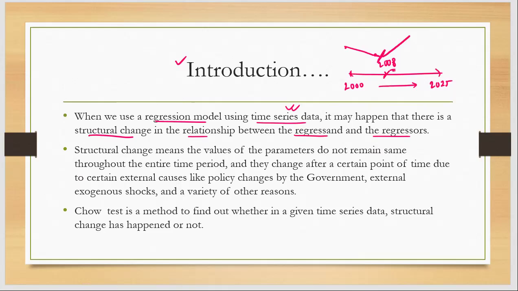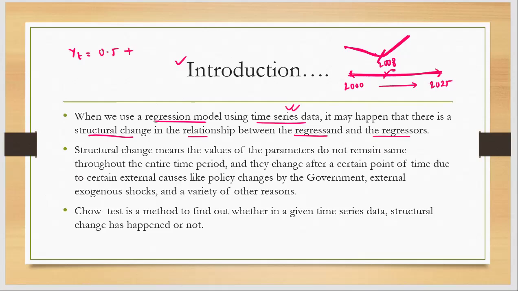So what happens is that when you are considering time series data, that is, you are observing the variation of a variable over a period of time, there could be some situations, some exogenous shocks, for which the direction of your regression equation might change. It can be either a change in the intercept values or a change in the slope values. So for example, suppose for some period the regression model is like this.